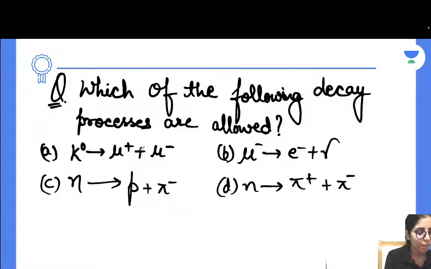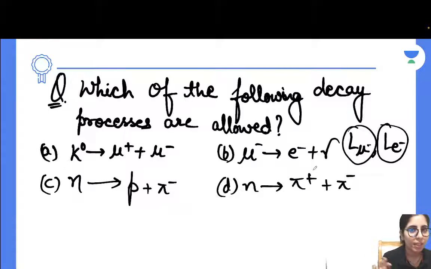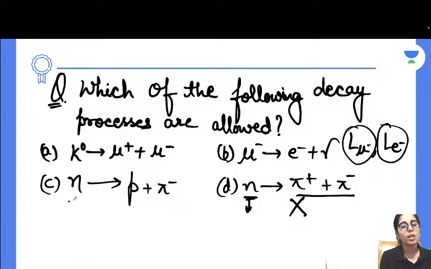Now your other reaction, B. The lepton number associated with the muon, L mu, will not be conserved in this case, and even L electron will not be conserved. That means it cannot be allowed, right? In the next case, this one is a baryon but these two are not, so the baryon number is not conserved either. In this case, this one is a baryon, this one is a baryon, and this one has the lepton number.